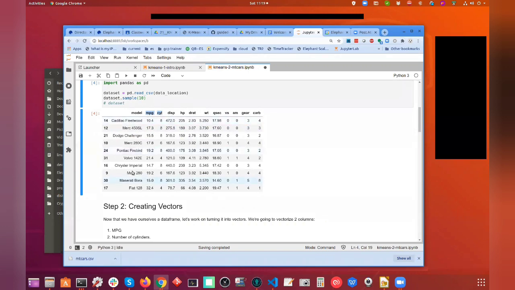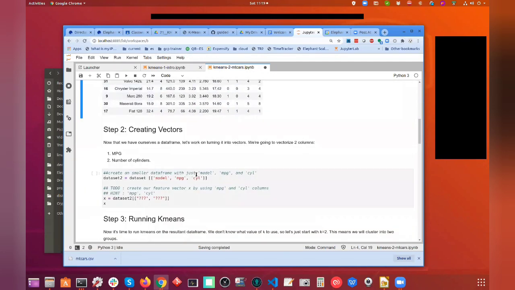And let's cluster the cars with that. Here I'm creating another data set, data set 2, just selecting these three columns. I'm also selecting the model just because when I print it out, I want to see what the car name is.